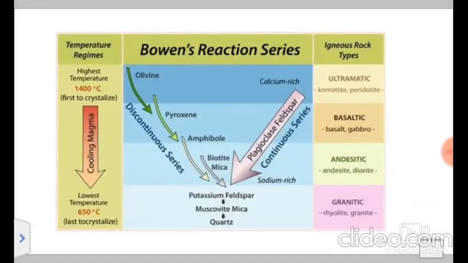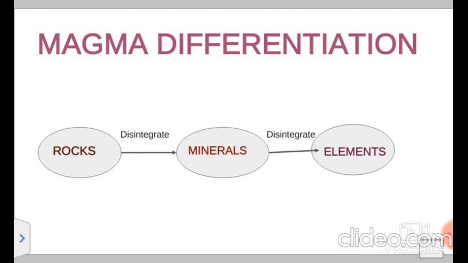So that was about convectional currents and how it leads to the formation of tectonic plates. Now let us discuss Bowen's reaction series. This is very important to understand the formation of continents. Before Bowen's reaction series, let us know about magma differentiation.